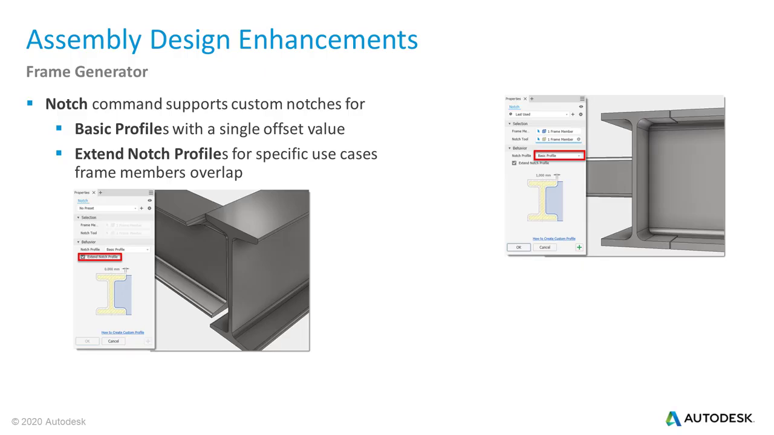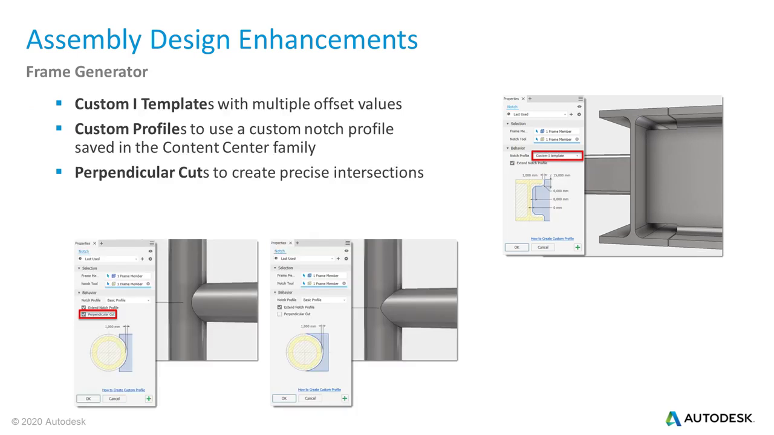I know there are better examples than mine, but with the disabled checkbox, material would remain as soon as the notch tool frame member ends. When you switch from basic notch to custom templates, you can apply different offset values for each face of a notch. This is much more detailed than a single offset.